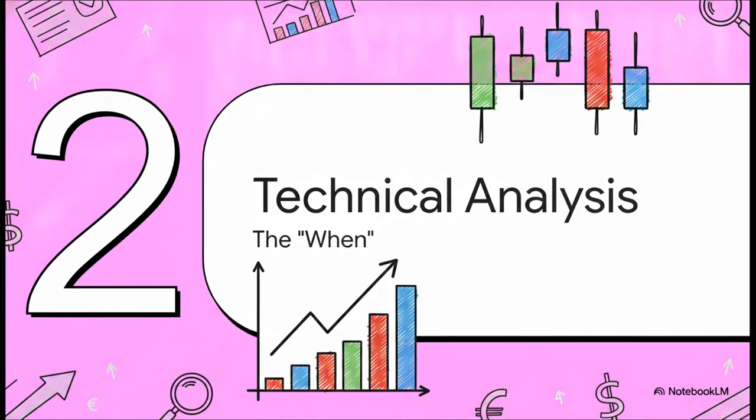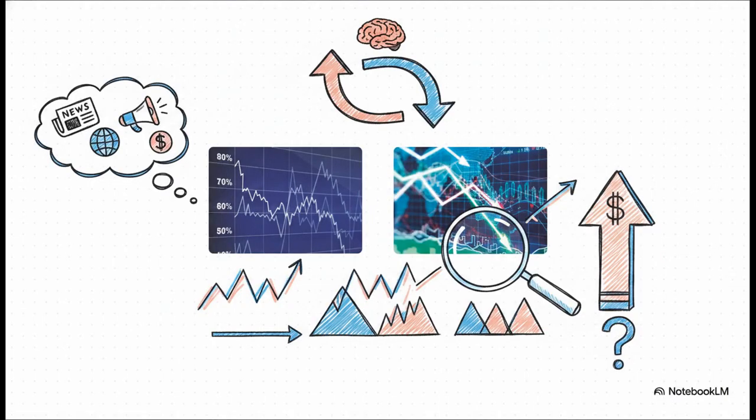Section 2. Technical Analysis. The When. Now, if fundamentals are the why, technicals are the when. These are your chart readers. A pure technical analyst generally ignores the economic news and the big government reports. Instead, they rely entirely on historical price data and trading volume.